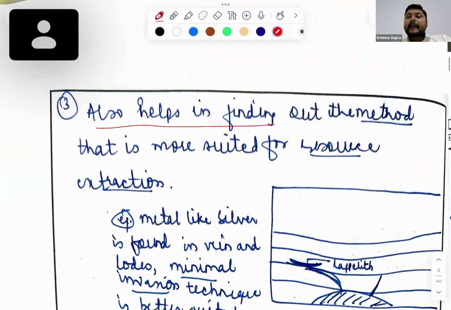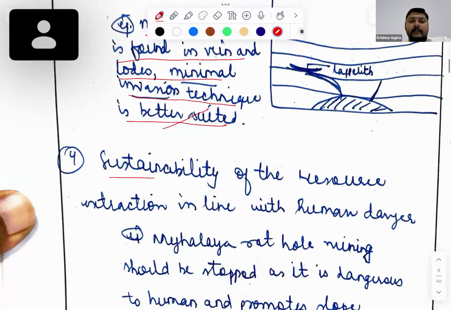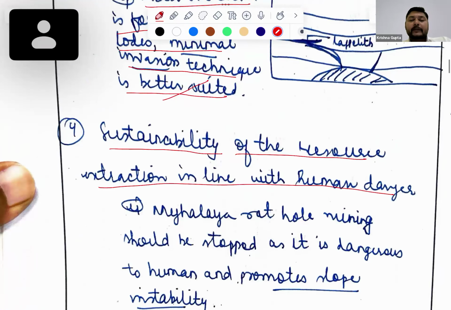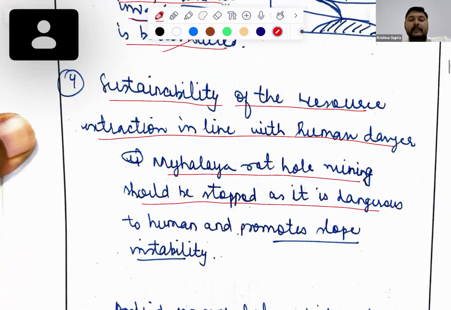Then it also helps in finding the method that is more suited for resource extraction. This can be added here: metal like silver is found in veins and nodes, and a minimal invasion technique is better suited. Then sustainability of resource extraction in line with human danger. Meghalaya rat hole mining should be stopped as it is dangerous to humans and promotes instability.